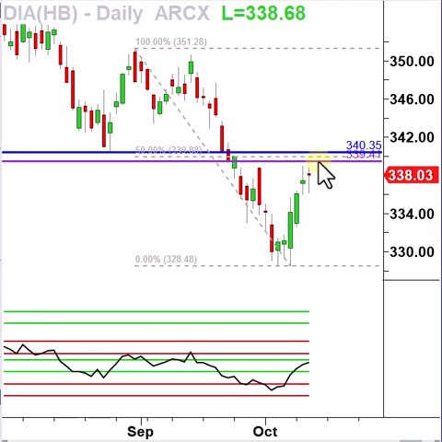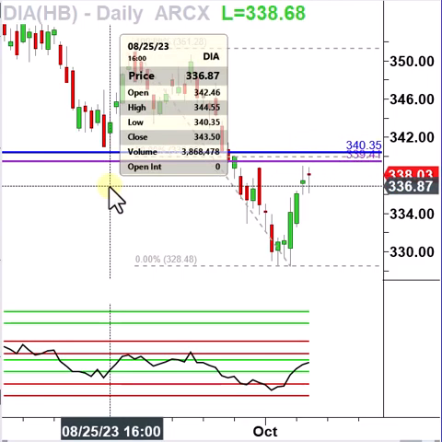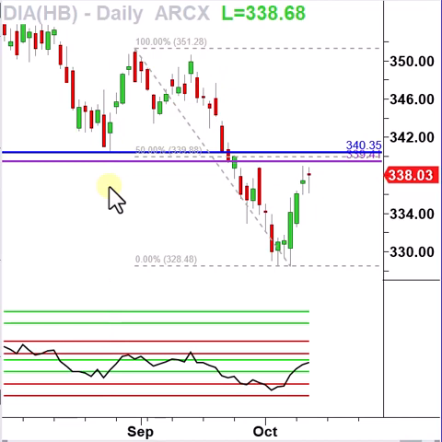as a potential resistance. Then there's this blue line out at 340.35, and you can see that that is this old bottom from August 25th. Gann talked about the importance of historical price levels and how they react to price action in the future. And here, this old bottom has great potential to become new resistance, okay? What was once support can become resistance.